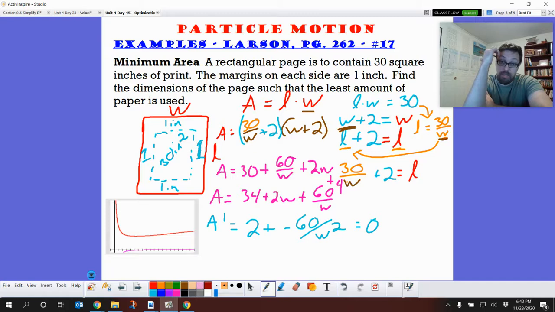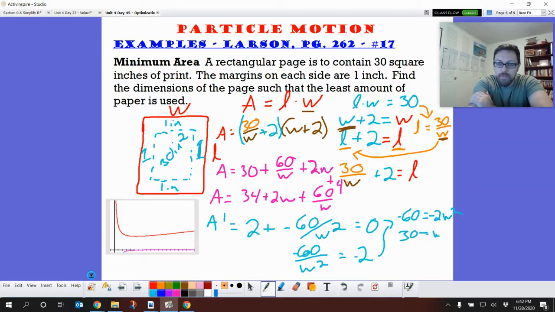So I'm going to get that 2 to the other side. So we get negative 60 over W squared equals negative 2. And then we get negative 60 equals negative 2W squared. And so then 30 equals W squared. And so W equals plus or minus the square root of 30, but we know that the width shouldn't be negative. It should just be positive. So our width is just going to be the square root of 30 inches.